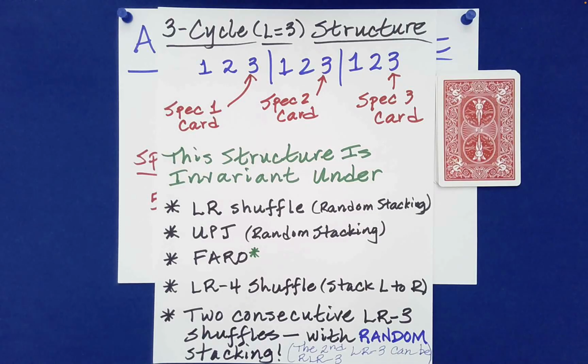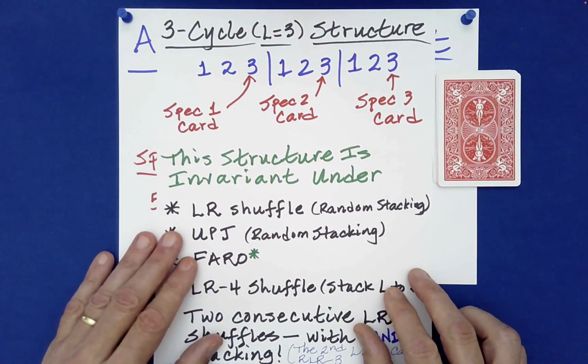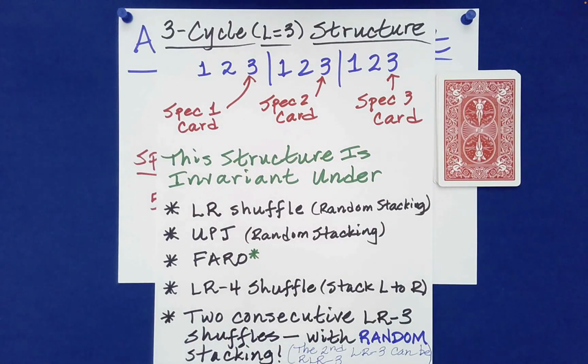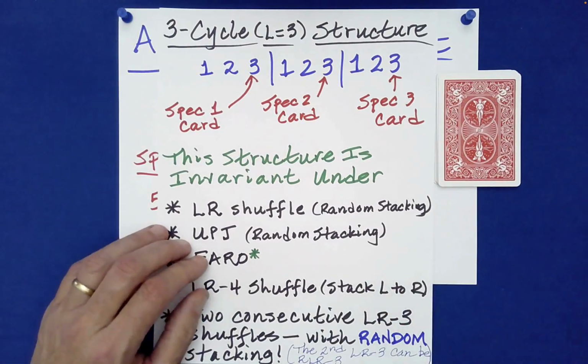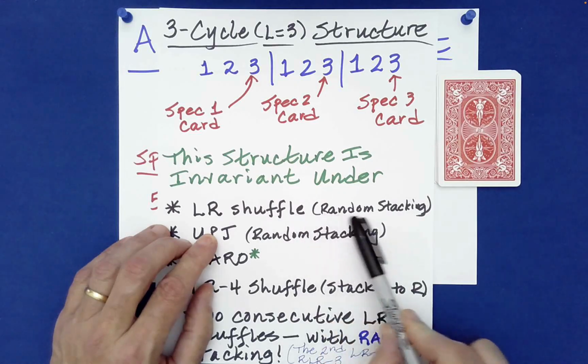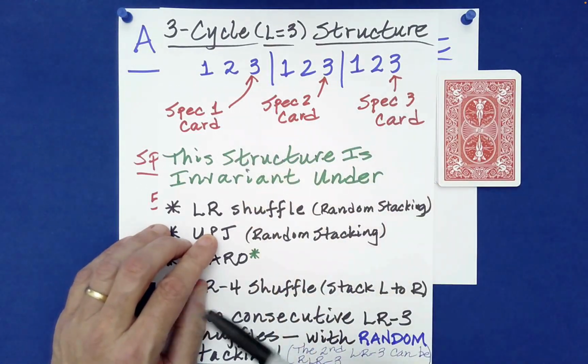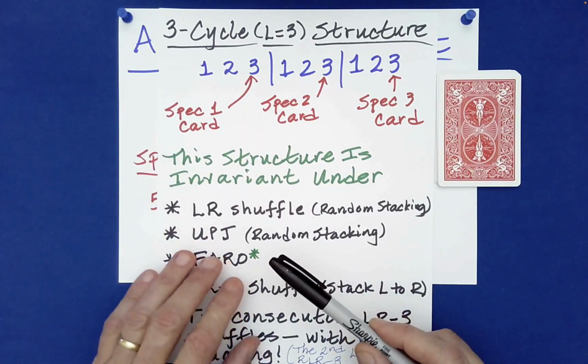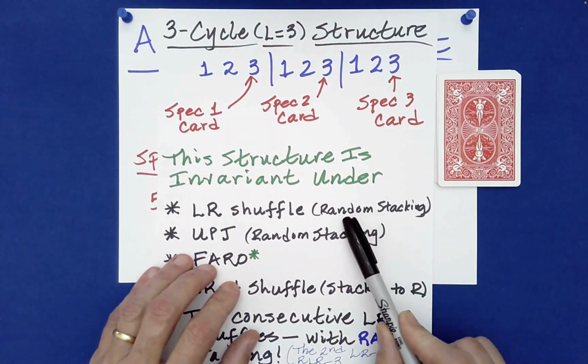And I don't know that this is well known. I've never seen anyone document this. I don't think I've seen anyone take advantage of this invariance. I truly haven't. Of course, I haven't seen every card effect in history. But this is a remarkable property of odd size cyclic packets where there's an odd number of repeating cycles with odd length. Isn't that interesting? So the first invariant mixing procedure, or in other words, the first mixing procedure that will preserve the cyclic structure here is a simple left-right shuffle with random stacking.